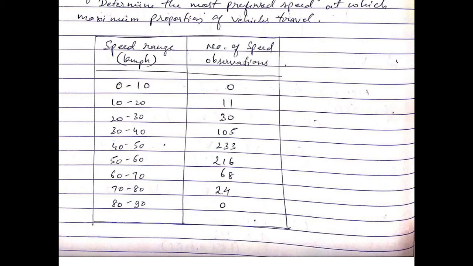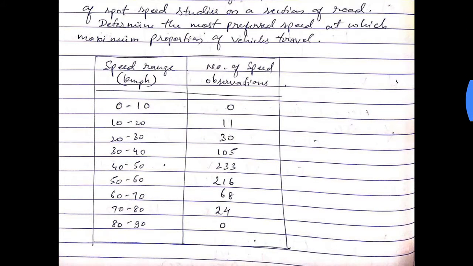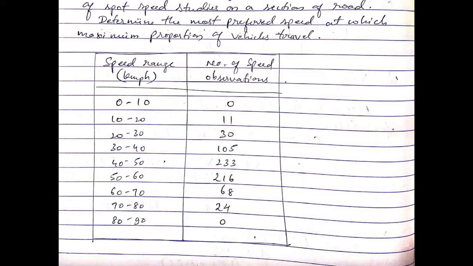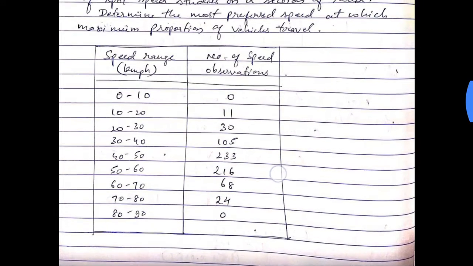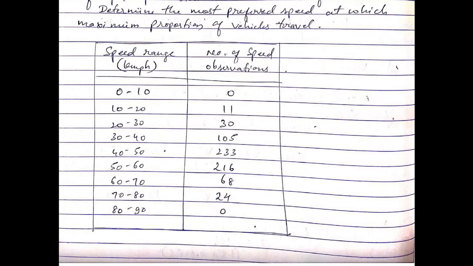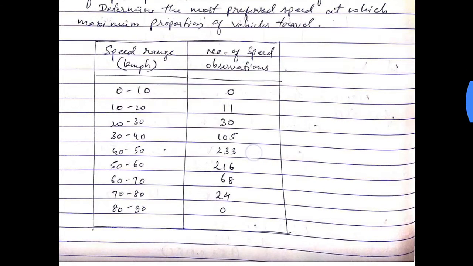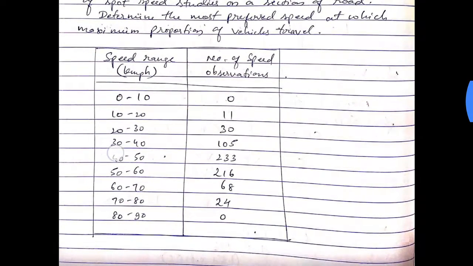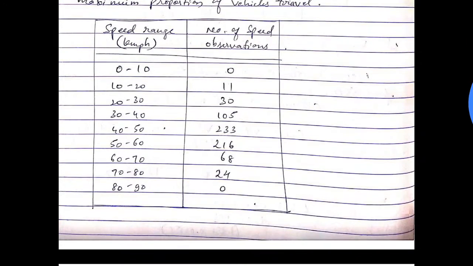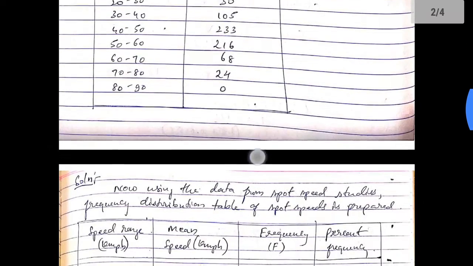The question asks us to find out the most preferred speed. Just having a look at this data, you can see that the maximum frequency is for 40 to 50. It is 233 because 233 vehicles are moving at this speed. So our answer should be near about 40 to 50. Now let us move ahead with the solution.